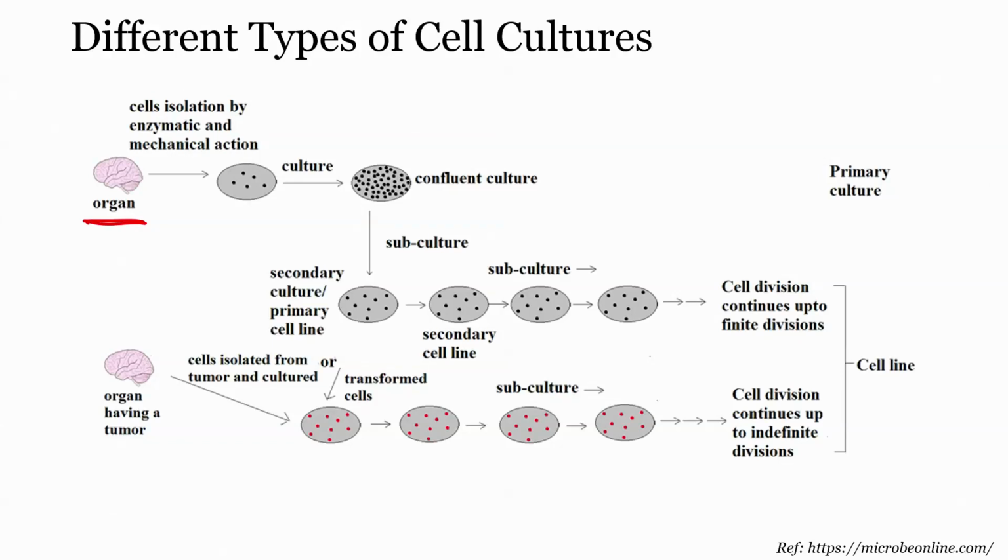and keep on culturing until some finite divisions. Second way of doing it: organ having a tumor, cells isolated from the tumor and cultured, transformed cells, subculture, cell division continues up to indefinite divisions. This is about primary culture.